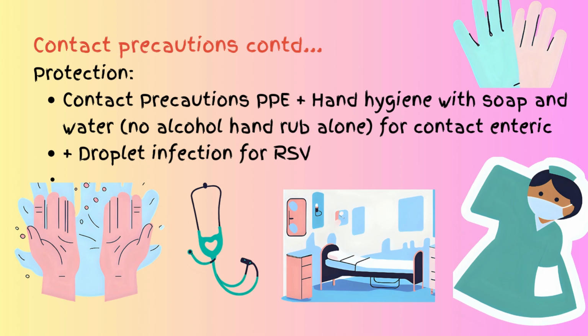Contact precautions: PPE plus hand hygiene with soap and water. No alcohol hand rub alone for contact enteric, because in case of contact enteric, the spores are resistant to alcohol. So we should always do hand hygiene with soap and water. And for RSV, along with contact precaution, there is also droplet precaution. And the others are hand hygiene, dedicated equipment for the patient, single room for the patient, gown, and gloves.